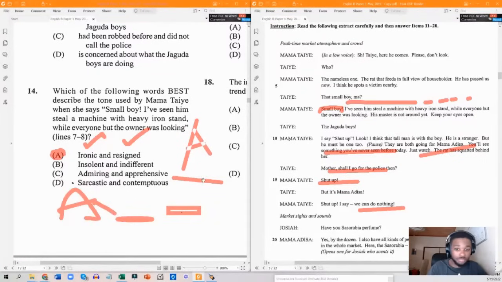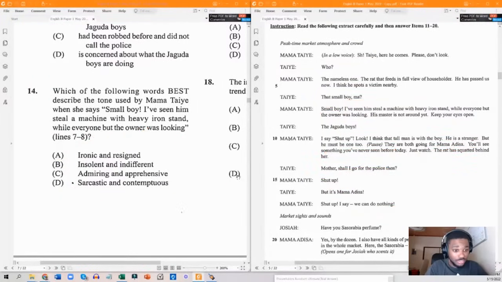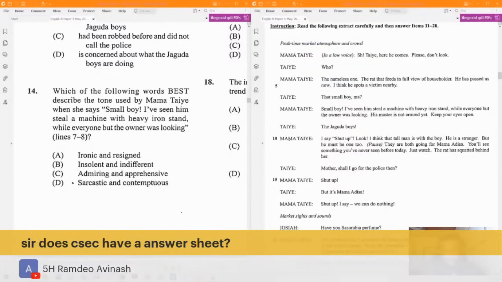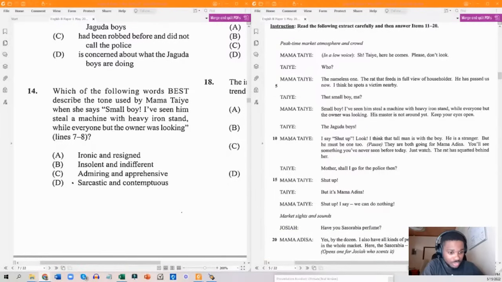All right, A. Sorry for the scribbles, guys. I'm trying to figure out this little app that lets me draw on the screen. So yeah, 14A. I hope after the explanation, you guys agree that A is correct. So if you still think, does CSEC have an answer sheet? Oh, CSEC is not going to make it easy. CSEC leaves it up to us basically to decipher the answers.